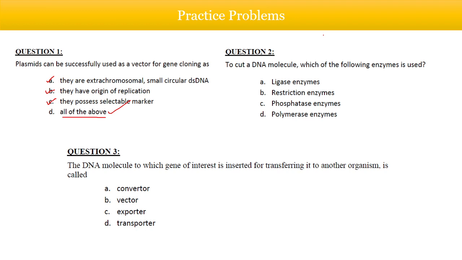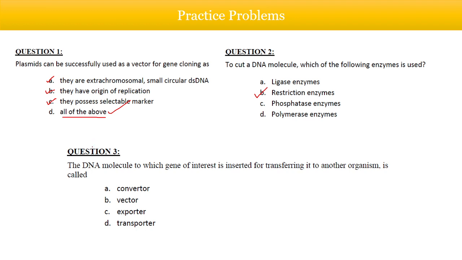blunt ends, after which you cut your DNA fragment with the same restriction enzymes and then insert it into the vector, and after that you get the plasmid and then you transfer it. Okay, so we use the restriction enzymes to cut the DNA molecule. We use ligase enzymes for joining.